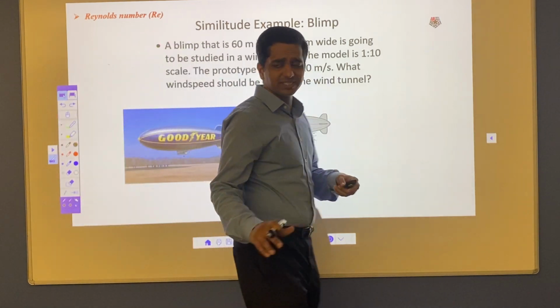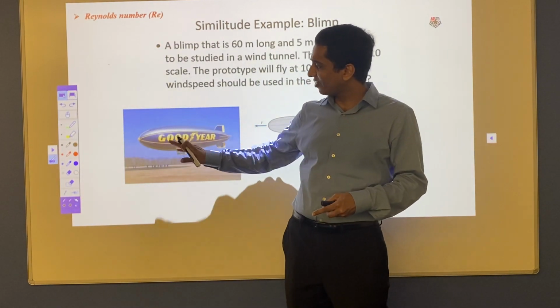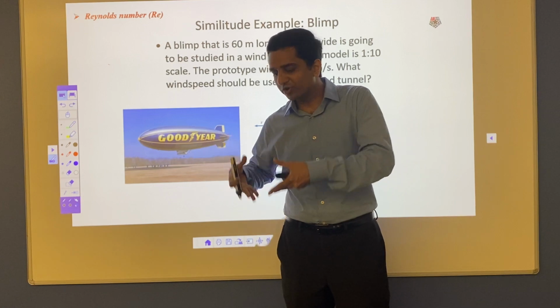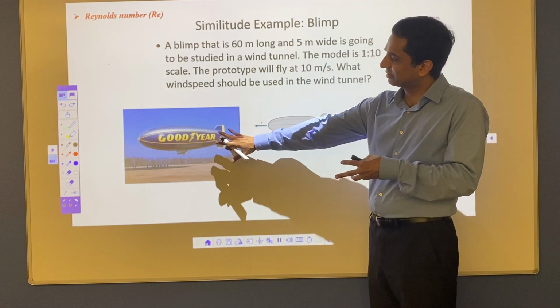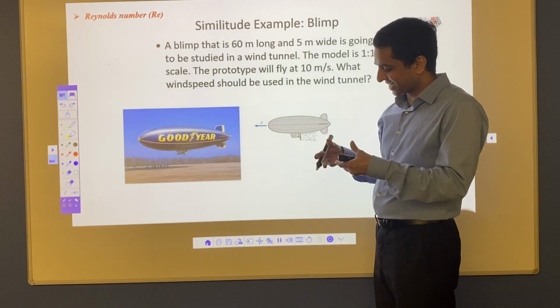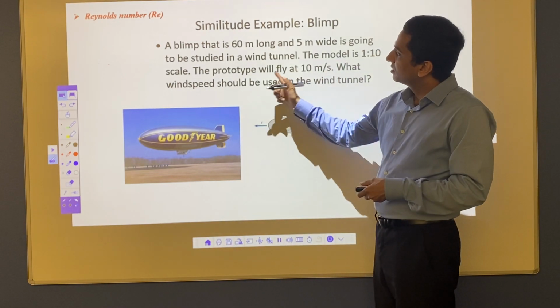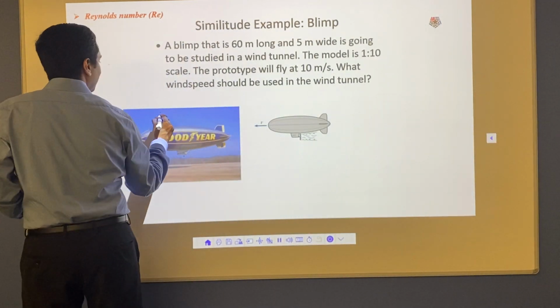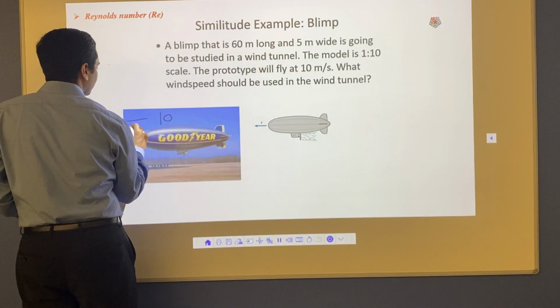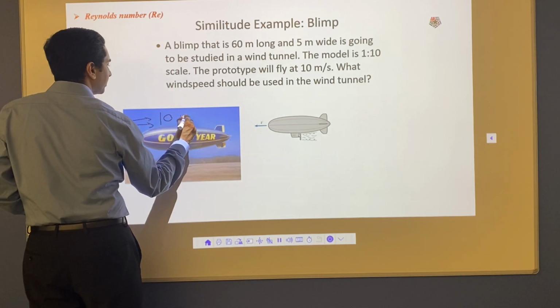So this thing is very big, and you have to test it in a wind tunnel. So the model is going to be very small, 10 times smaller than the actual size. Whatever the big thing is, this small thing is 10 times smaller. The prototype will fly at 10 meters per second. So for this one, the velocity of air is 10 meters per second.